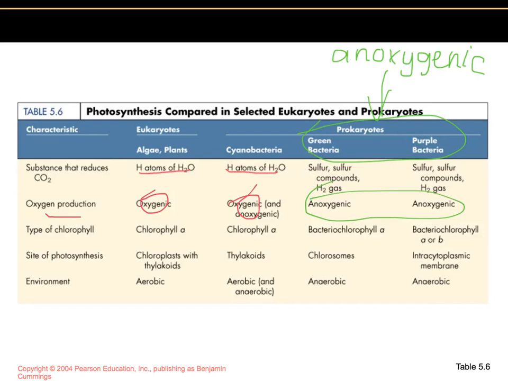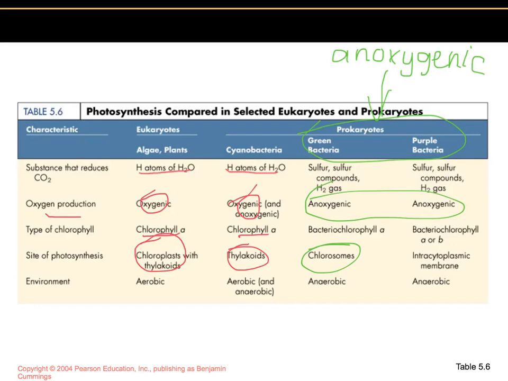The type of chlorophyll that's used here would be chlorophyll A, cyanobacteria chlorophyll A, but the green and purple bacteria use bacterial chlorophyll A or B in the purple bacteria. The site of photosynthesis would be chloroplast with the thylakoids in algae and plants. Cyanobacteria would be the thylakoid. The green bacteria uses the chlorosomes, and chlorosomes are folds in the plasma membrane that contain bacterial chlorophyll.